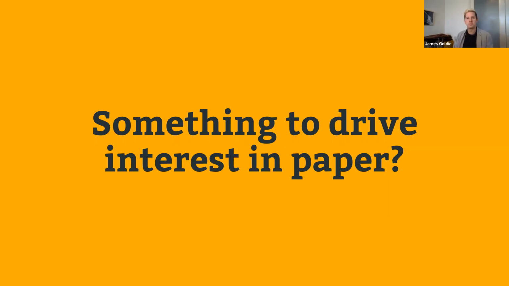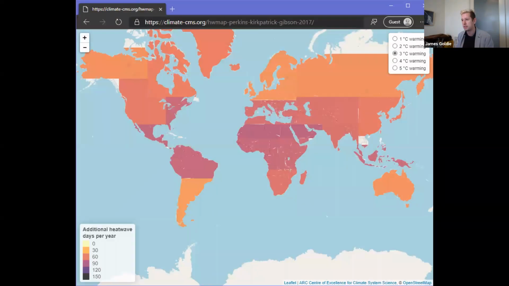For example, you might want something that's going to drive interest in your paper. For example, here's a small map that I produced for a paper a couple of years ago that Sarah Perkins-Kirkpatrick produced on heat waves. Although it's full screen at the moment, this is an embeddable map. So this took a couple of hours to be produced.